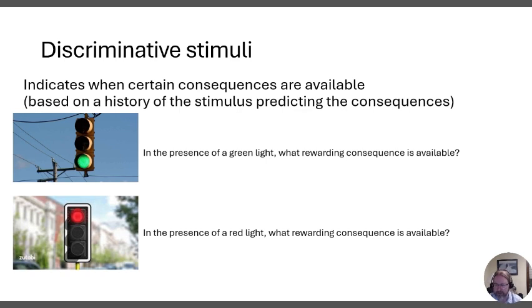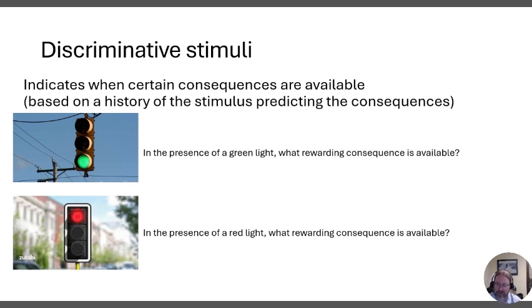So, a good example would be traffic lights. Over a period of time where you have a lot of interactions with traffic lights, you can come to learn that green lights and red lights mean different things, and different kinds of reinforcing consequences are available. So, in the presence of a green light, what reinforcing consequences are available? Well, you can most likely drive forward through the intersection and safely move your car forward without getting hit. You can also avoid getting honked at by the person behind you.